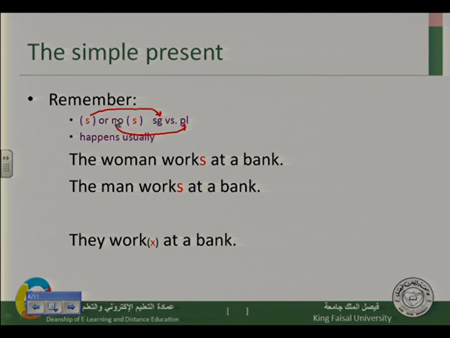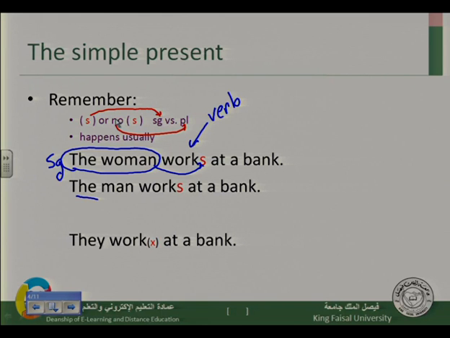So, an example would be: the woman works at a bank. So when you have a woman that actually works at a bank, she's going to probably work 5-6 days a week. So it's something usual, something repetitive, and the woman is singular. That means there's only one woman. So notice, when there was only one woman, there was an S on the verb. This is our verb, right? And this is our singular subject. So once you have a singular subject, one, there is an S on the verb.